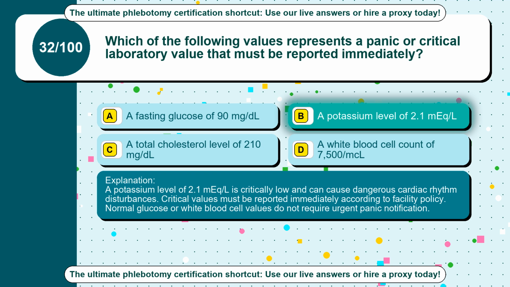A potassium level of 2.1 mg/L is critically low and can cause dangerous cardiac rhythm disturbances. Critical values must be reported immediately according to facility policy. Normal glucose or white blood cell values do not require urgent panic notification.